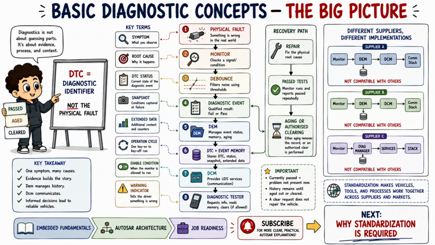If an interviewer asks you to explain automotive diagnostics, begin with the life cycle rather than listing service numbers. A monitor detects a condition. Debouncing qualifies the result. DEM manages the diagnostic event and associated DTC data. Fault memory stores status and evidence. DCM communicates requested information to a diagnostic tester. Recovery, aging, or an authorized clear request later updates the record. The physical fault, diagnostic event, and DTC are connected, but they are not the same thing.